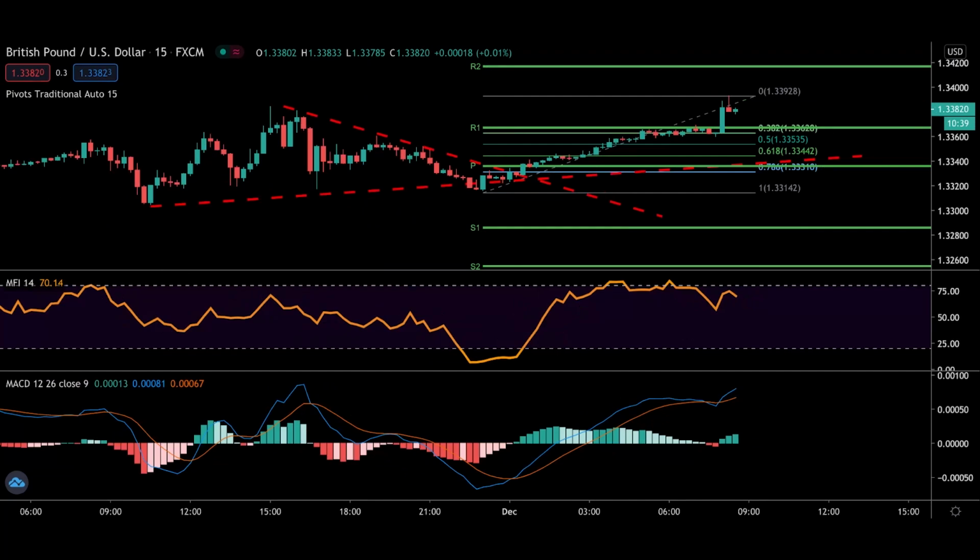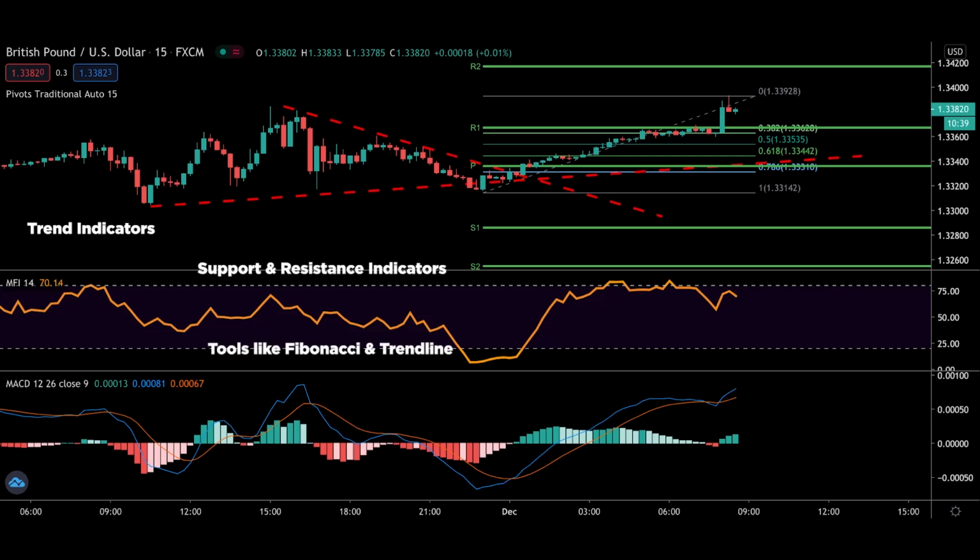In my earlier days, I struggled to put everything together. I learned about trend indicators, support and resistance indicators, and tools like Fibonacci and trend lines to enter into positions. I knew all about them, but I didn't know how to combine them into a highly profitable trading strategy.